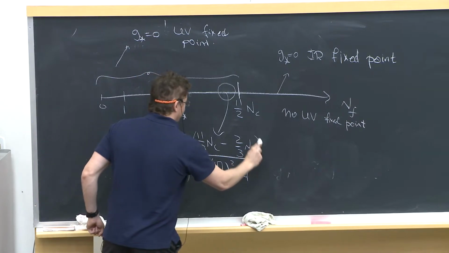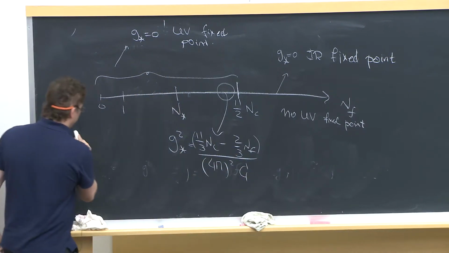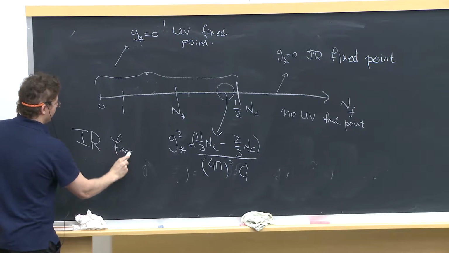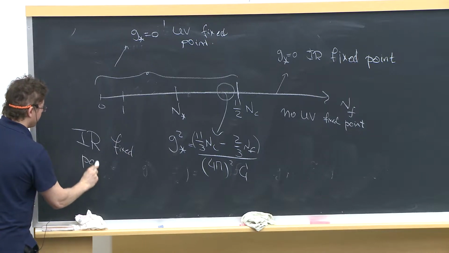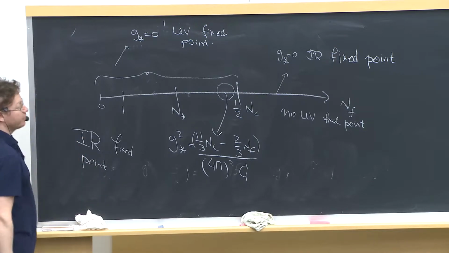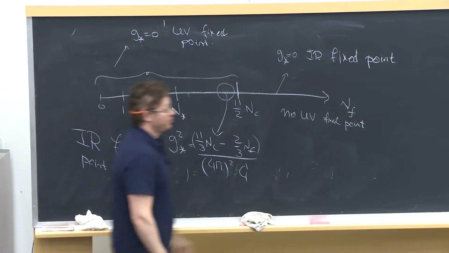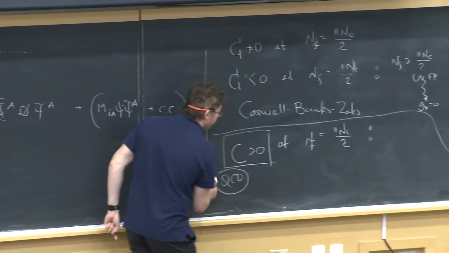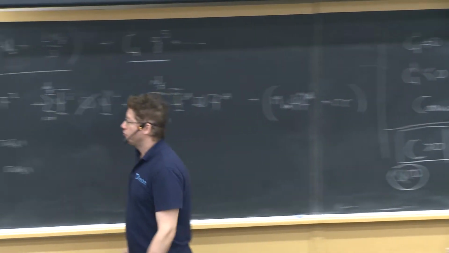So that's exactly the same formula as before, but now this is an infrared fixed point. The physical picture here is much more interesting in this case, and that's what happens in QCD. C is positive. But the physical picture here is very interesting.